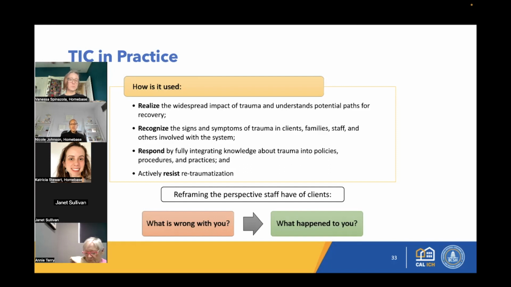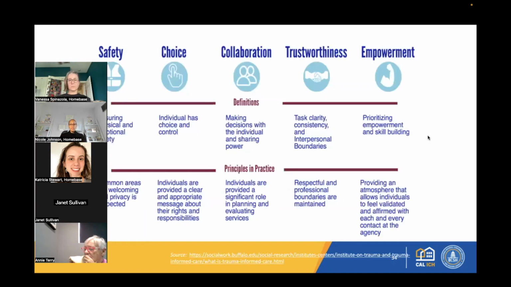By fully integrating our knowledge about trauma into policies and procedures and practices, we can actively resist re-traumatization and hopefully get people connected with the services and the help that they need. We can go to the next slide, please.